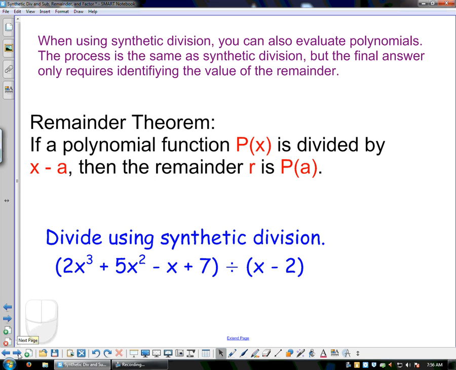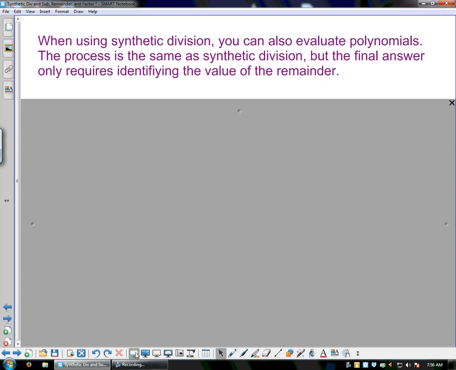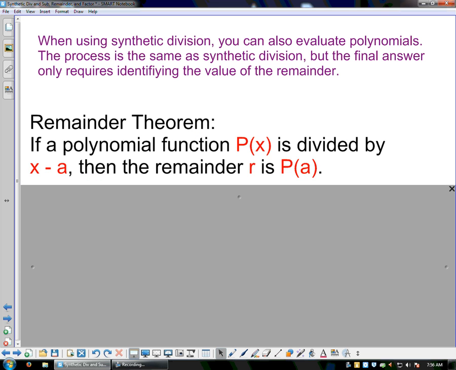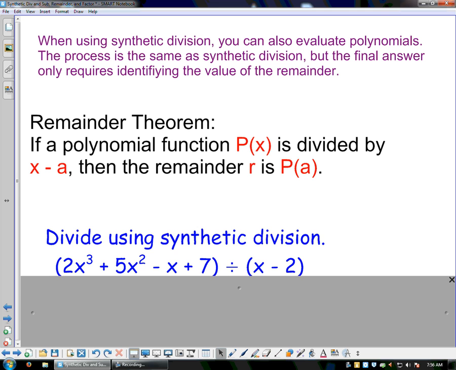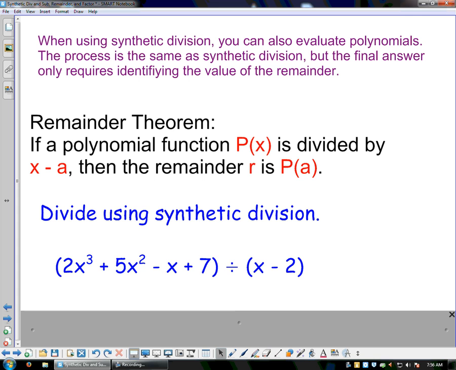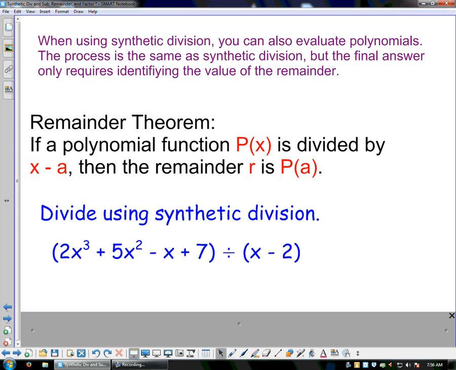Okay, now when we use synthetic division, you can also evaluate polynomials, which means figuring out what value you would get by plugging in an x. The process will be the same as synthetic division, but our final answer will only require knowing what the remainder is. So this leads us into the remainder theorem. If a polynomial function p of x is divided by the quantity x minus a, then the remainder r is p of a. So how does that work? If we're going to divide using synthetic division with this example, 2x cubed plus 5x squared minus x plus 7, and we're dividing by x minus 2, then what?